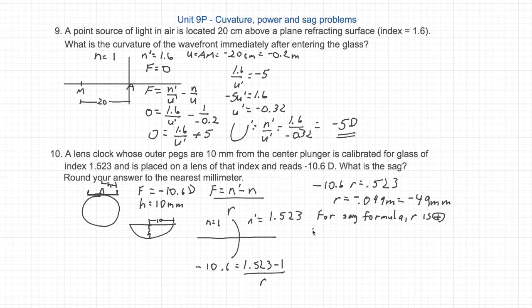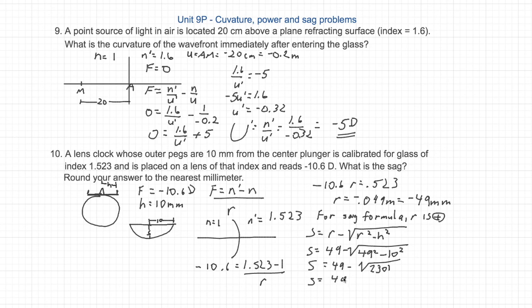So we're going to plug into our sag formula. Sag equals R minus the square root of R squared minus H squared. Positive 49 for our radius of curvature. And according to my calculator, S equals 49 minus the square root of 2301, which equals 49 minus 49.97. So it equals negative 0.97 millimeters, rounding up to negative 1 millimeter.